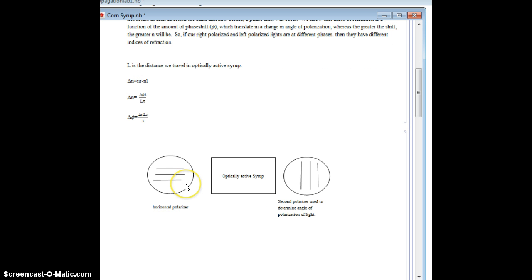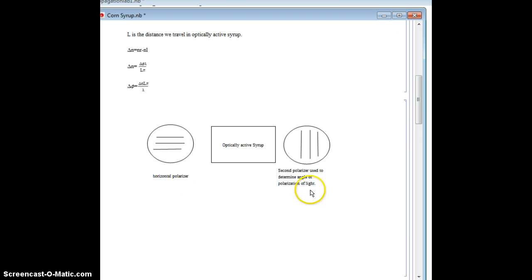Kind of what we're doing is, I believe we started with a horizontal polarizer, and we polarized it horizontally. If there's no optical activity, all light should come out horizontal. However, if there's a 180-degree phase shift, then it should come out vertically. And that's what we're measuring, really how much this corn syrup affects our measured optimal polarization.